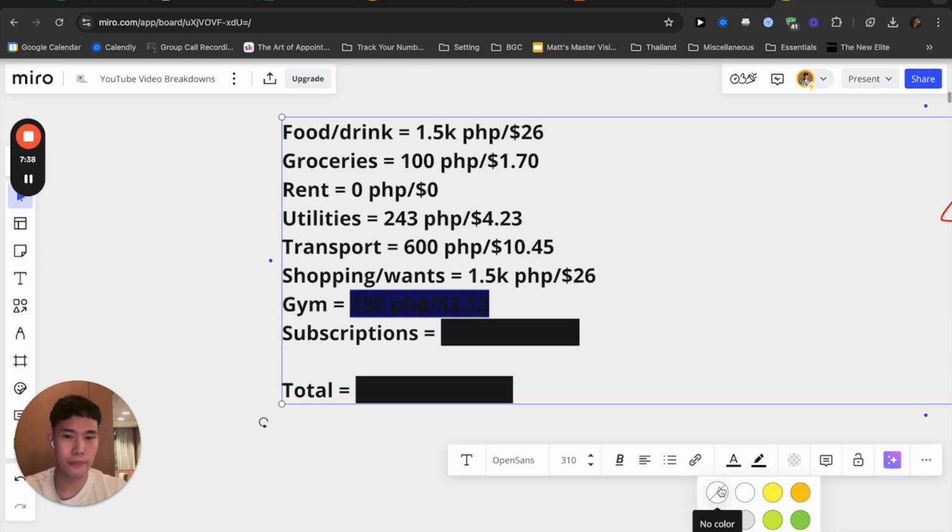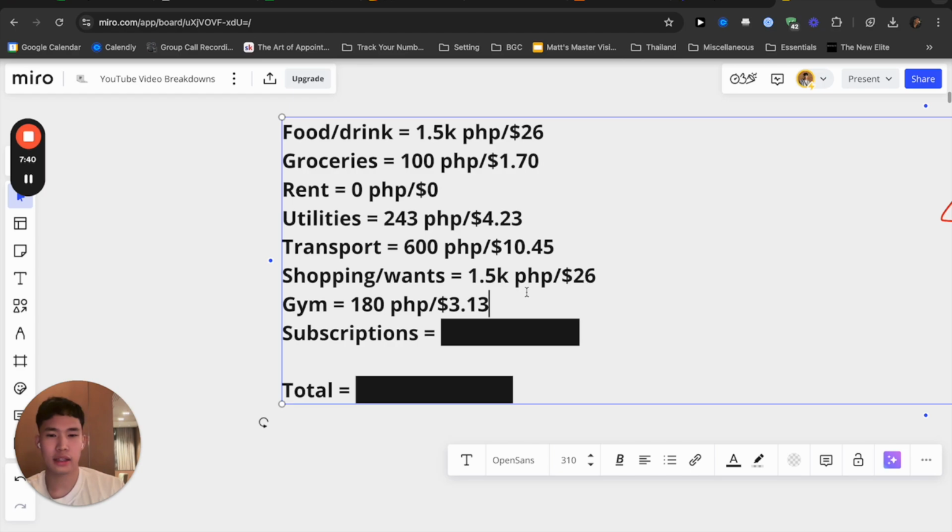Now, if we get to the gym, I stay at the condo, there is a gym, so I just use that. I don't pay for a gym membership, but what I do pay for is a Muay Thai gym membership. So if you guys don't know, again, I do Muay Thai. Assuming we go around 3 times a week, the monthly membership will be this times 3. So we're paying around $3.13 for a gym membership daily.